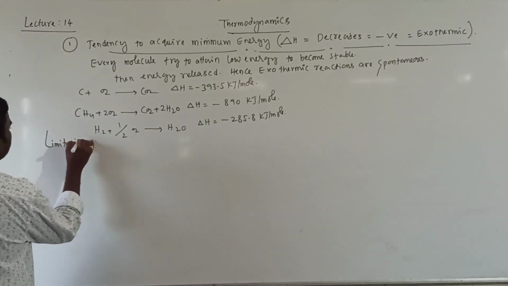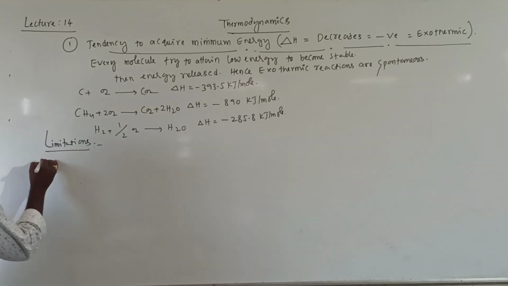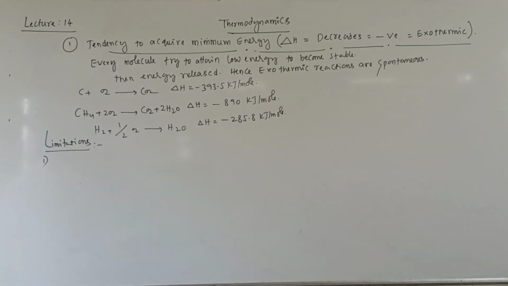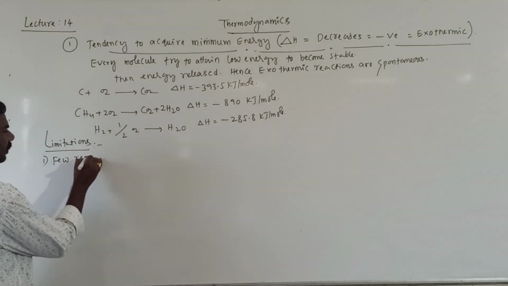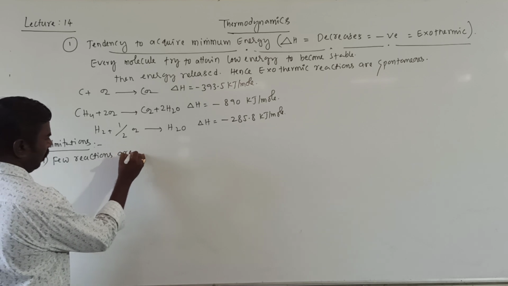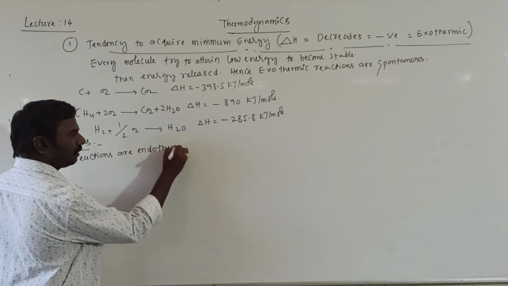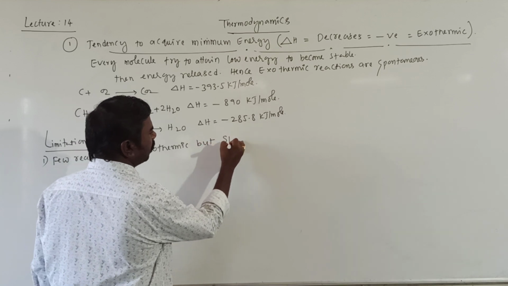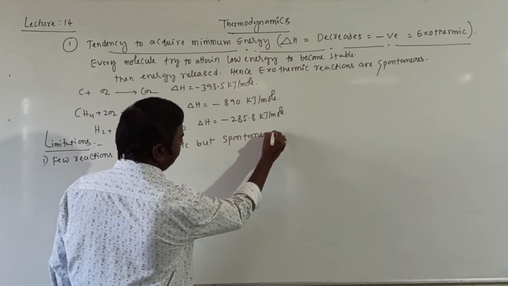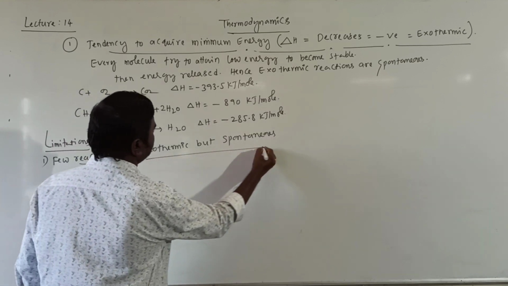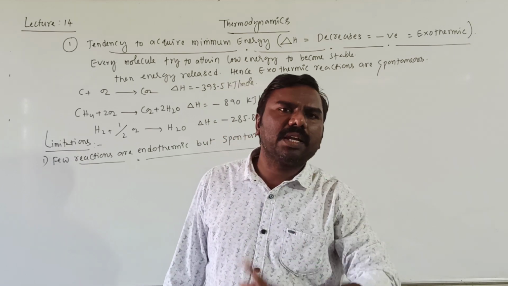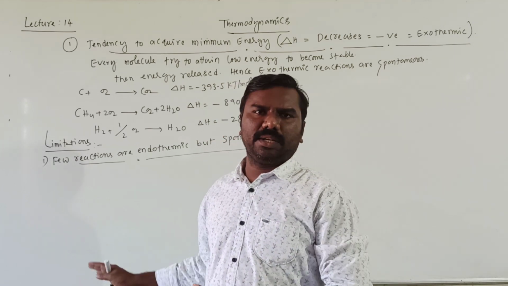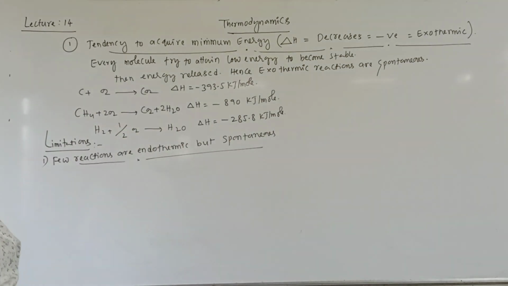So these are the limitations of this driving force. Among them, first one is few reactions are spontaneous but endothermic. As I told you, exothermic only spontaneous, but drawback is there. Few are endothermic but spontaneous. How is it? So now examples.